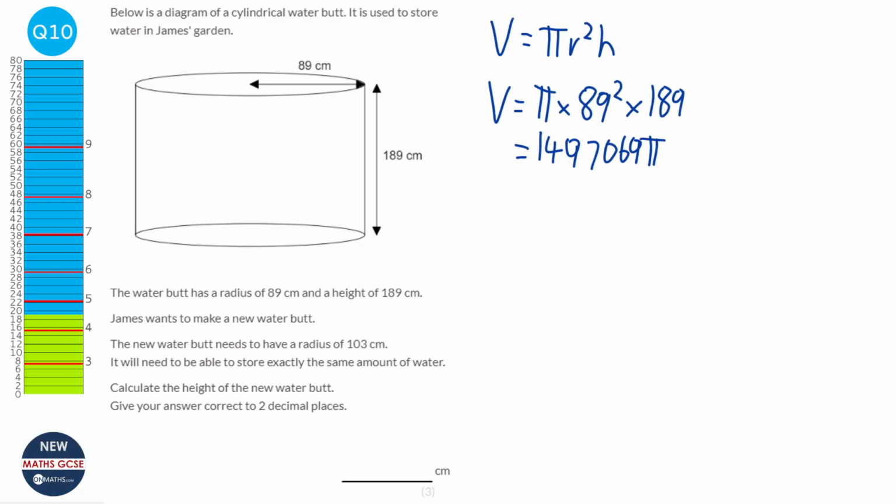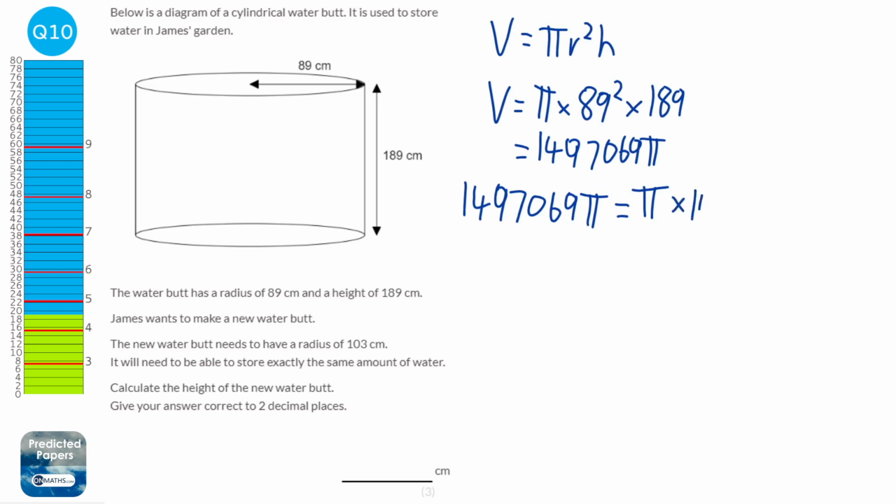Now, what we want is we want the volume to stay the same. So we're going to keep that as the volume, 1497,069 pi. But we want the radius to change. So instead of the radius being 89, we want the radius to be 103. So times 103 squared. And we're trying to work out what the height is.